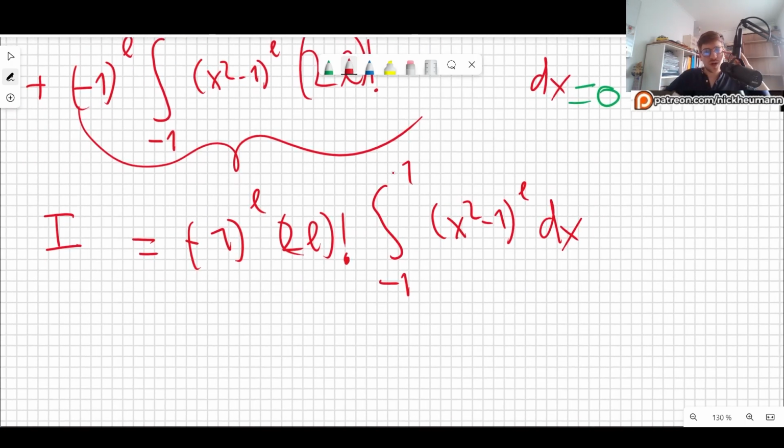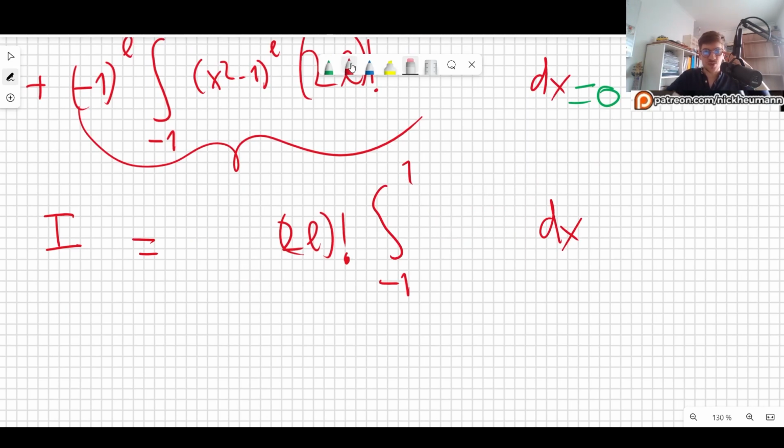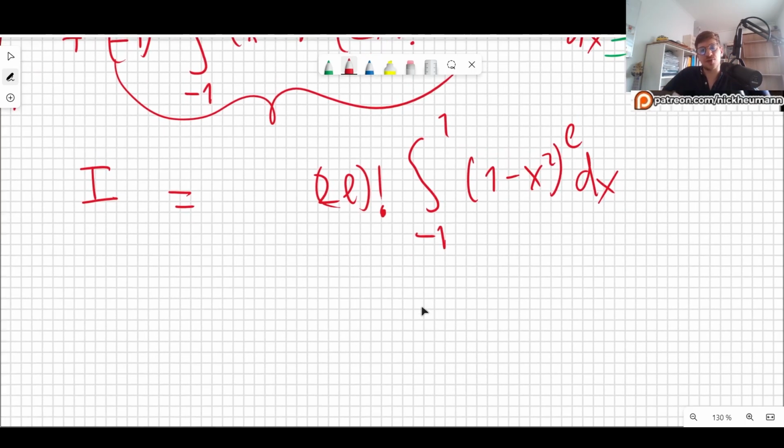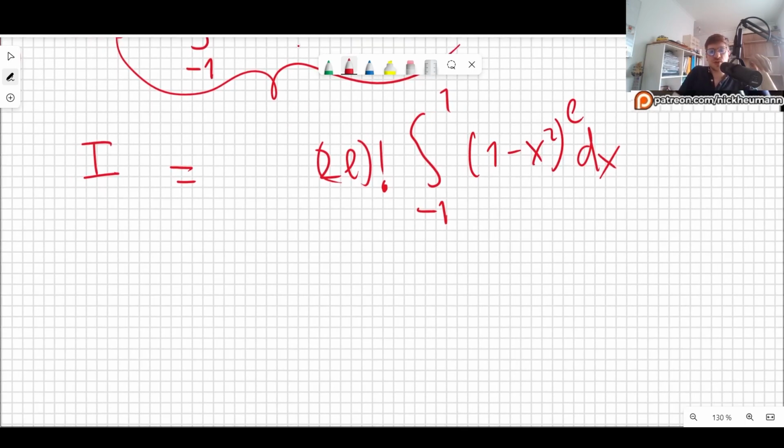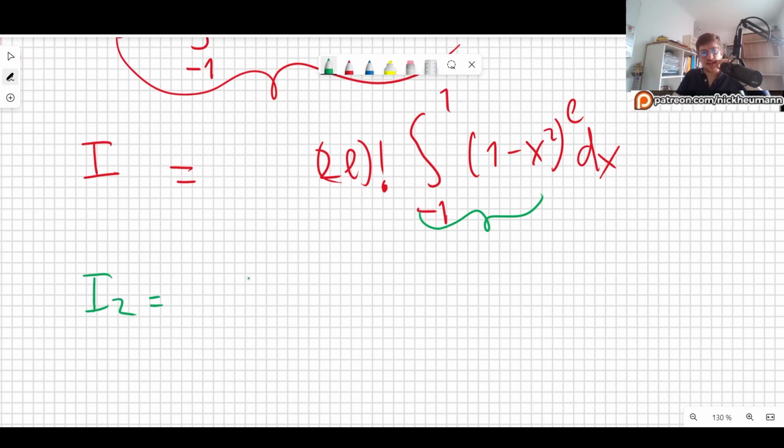Now, there's one thing we could do, and that is put the minus 1 in here because they have the same exponent. So we can write this as 1 minus x squared to the L, and it looks a bit nicer, and we will have to do that for the integral anyway. So let's call this integral just I2. So how do we solve it?